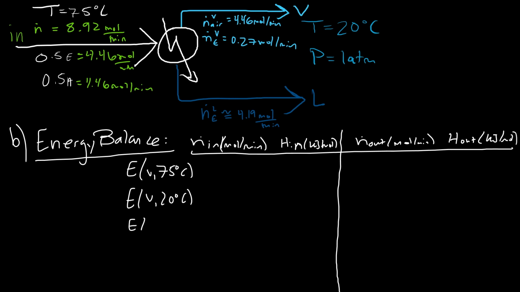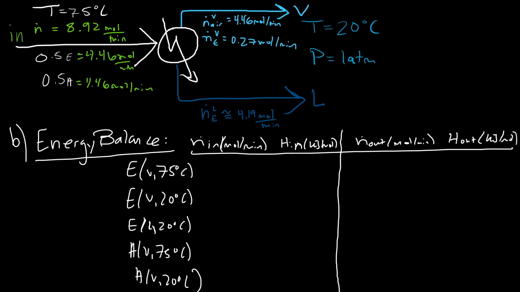And so in the energy balance and you're filling out your table, you need to include the species, the phase that the species is in, and the temperature that the species is in, because we need to account for both latent and sensible heat changes. So in our problem, you see we have ethanol vapor at 75 degrees Celsius, which is entering into the system. We have ethanol vapor at 20 degrees Celsius, which is leaving in the outlet vapor stream. We have ethanol liquid at 20 degrees Celsius, which is leaving in the liquid ethanol stream. We have air vapor or air gas at 75 degrees Celsius, which is entering into the system in the inlet stream. And then we have air vapor at 20 degrees Celsius, which is leaving in the vapor stream.